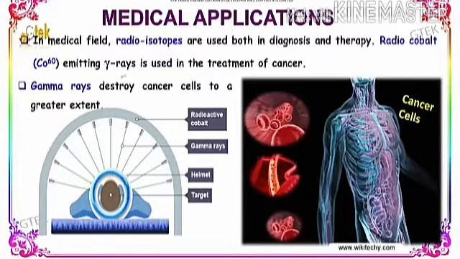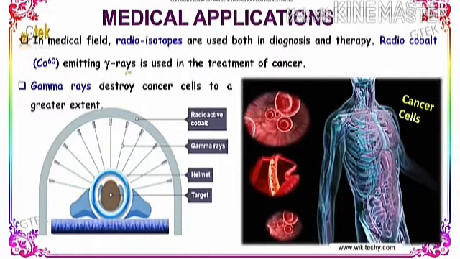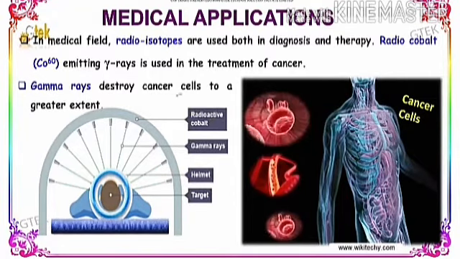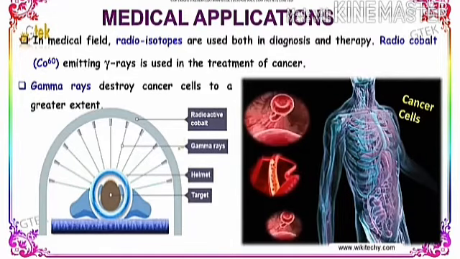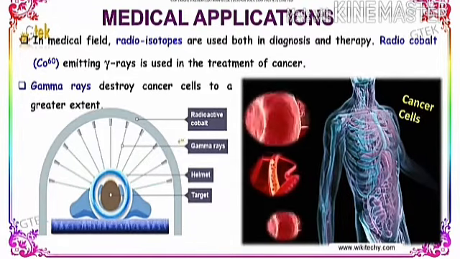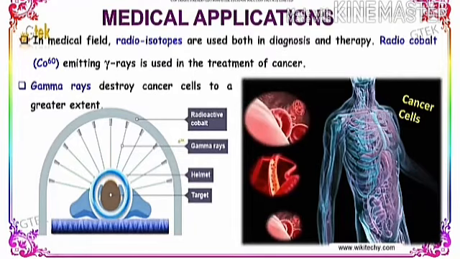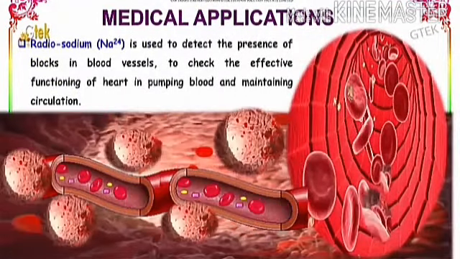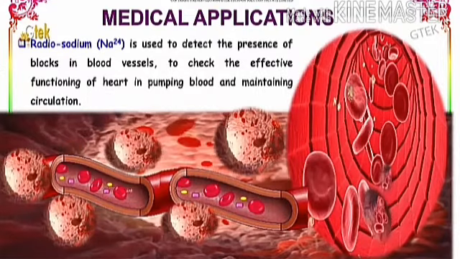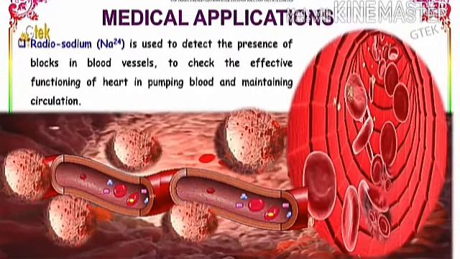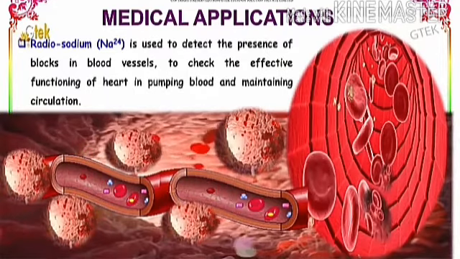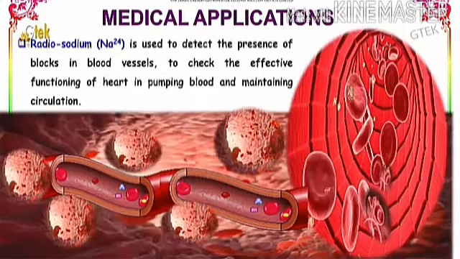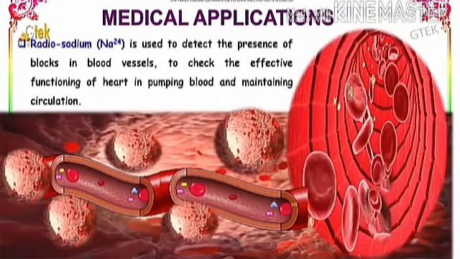Next, uses of radioactivity in medicine. In the medical field, radioisotopes are used both in diagnosis and therapy. Radiocobalt-60 emits gamma rays, which are used in the treatment of cancer. Radiosodium-24 is used to detect the presence of blockage in blood vessels, to check the effective function of the heart in pumping the blood and maintaining circulation.